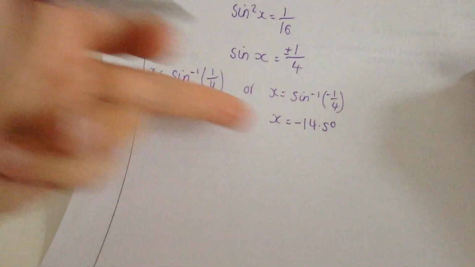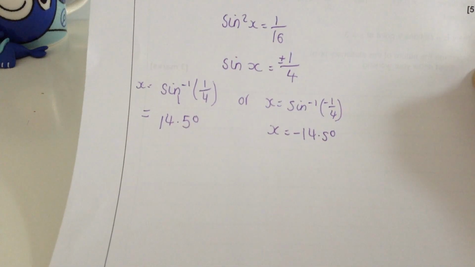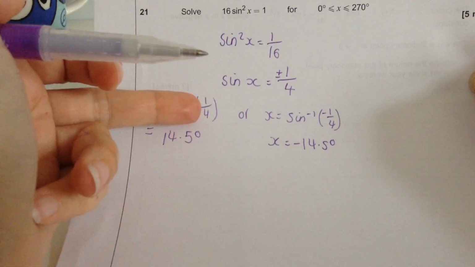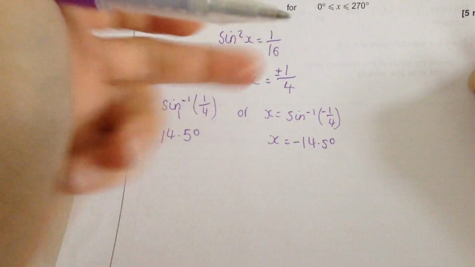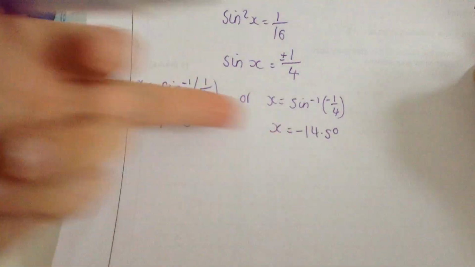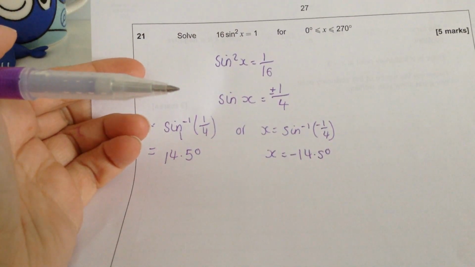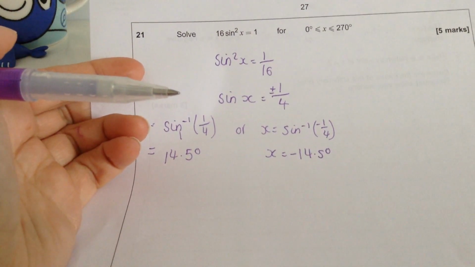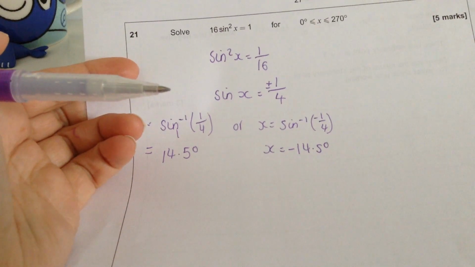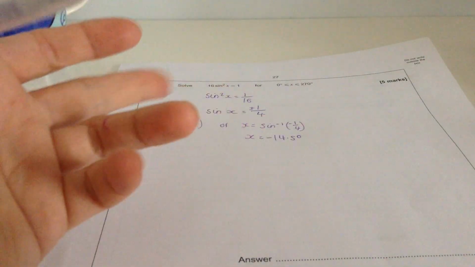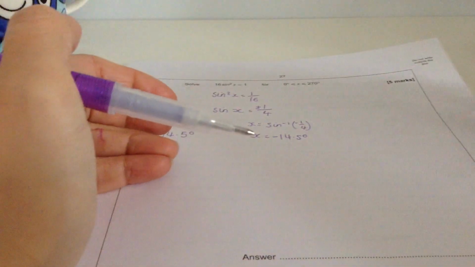That is only true with sine and tan. With cos, the inverse cos of a quarter and the inverse cos of negative a quarter are not going to be plus or minus. The inverse cos of a negative number ends up being the same as the inverse cos of the positive number, because the symmetry of a cos graph is different from the symmetry of a sine graph.